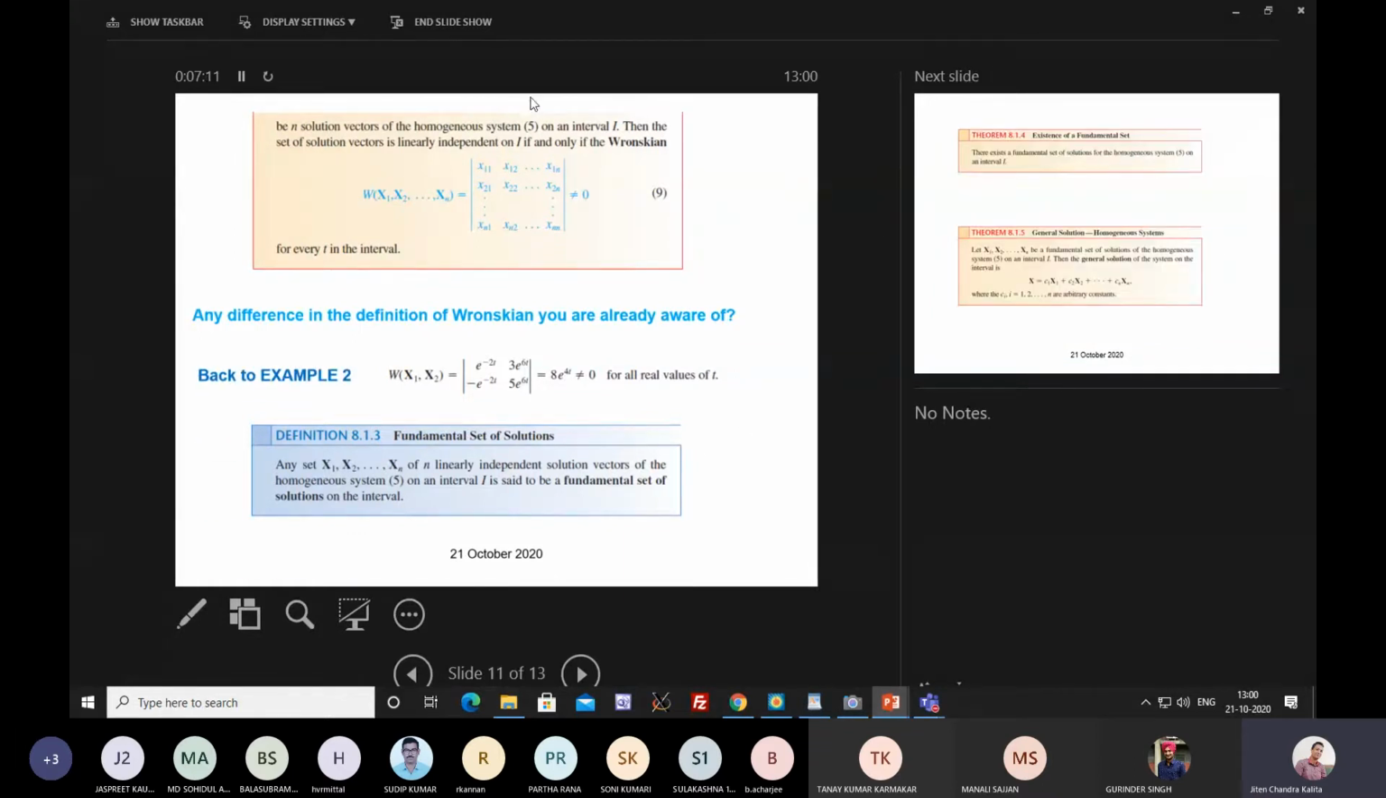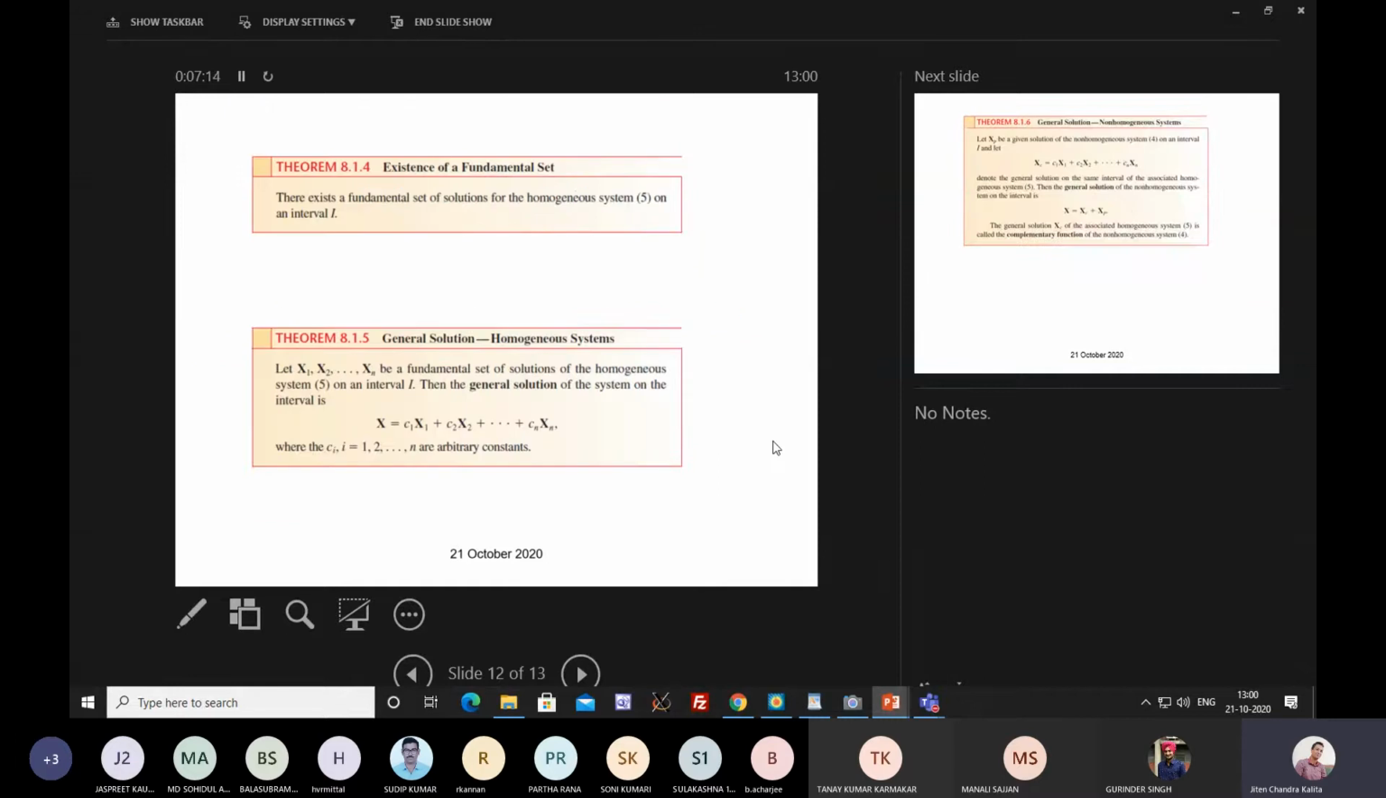Again, there exists a fundamental set of solutions for the homogeneous system 5, that is, x prime equals Ax on an interval I. And if you have a fundamental set, then their linear combination is going to give you the general solution. This is also pretty straightforward.